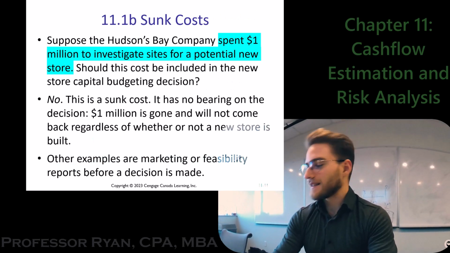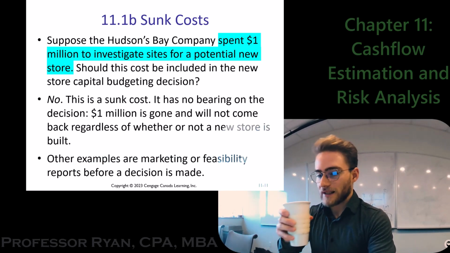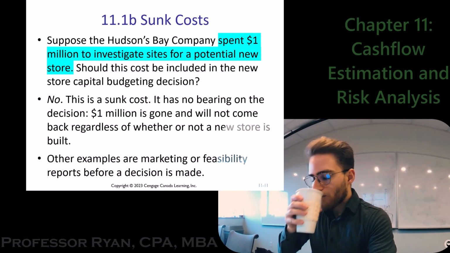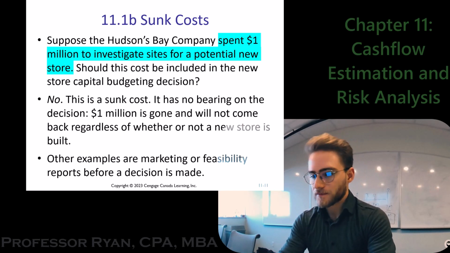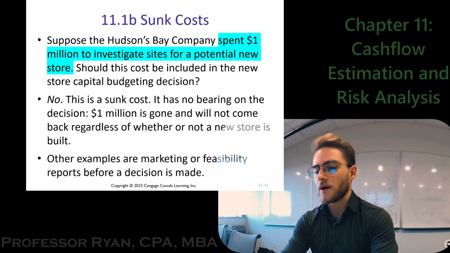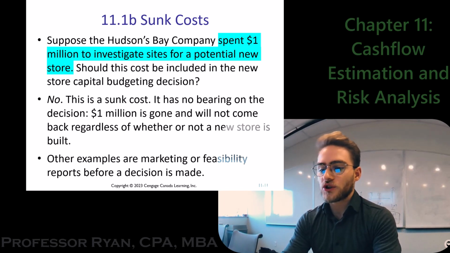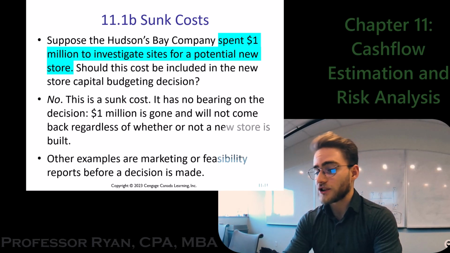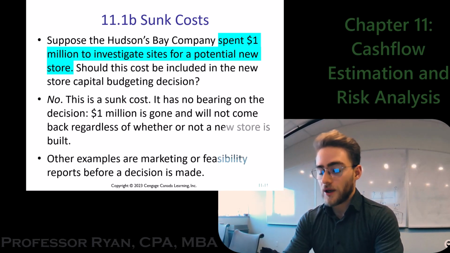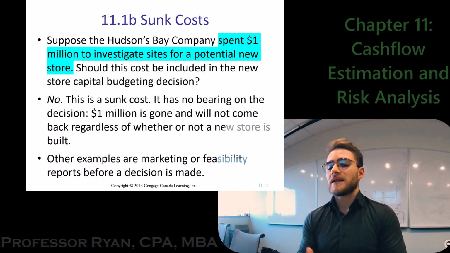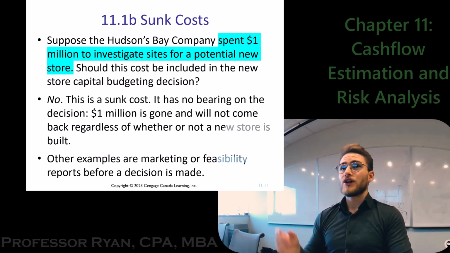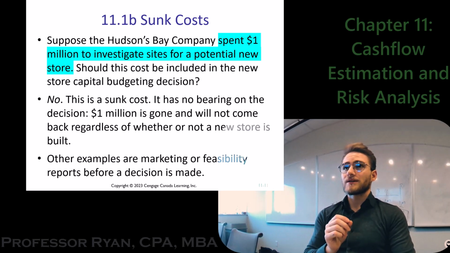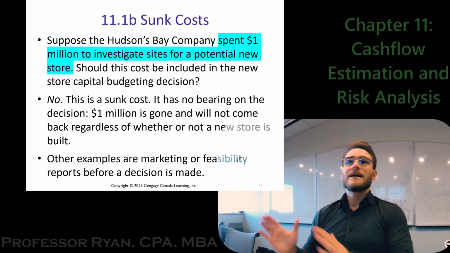Sunk costs. This is probably one of the most interesting discussions. Instead of trying to explain what sunk costs are, I'm going to give you an example. So suppose the Hudson's Bay Company spent $1 million to investigate the sites for a potential new store. So should this cost be included in the new store capital budget decision, right? No, this is a sunk cost, right? Because here's the deal. Regardless of if you open that new store or not, you've already sunk that $1 million, okay? It's already spent, okay? It's in the past now.